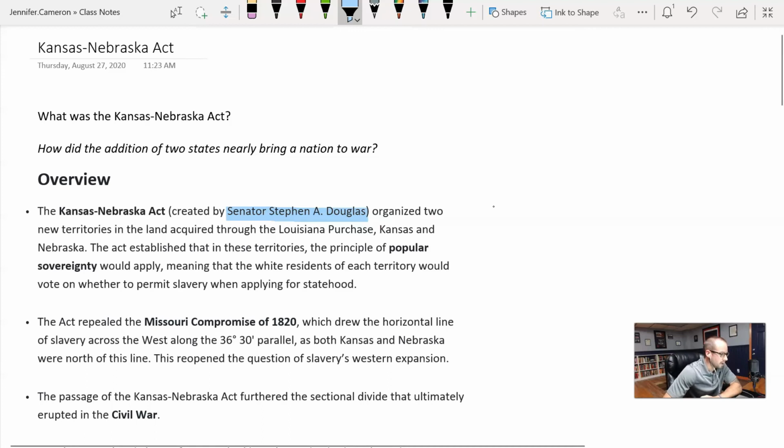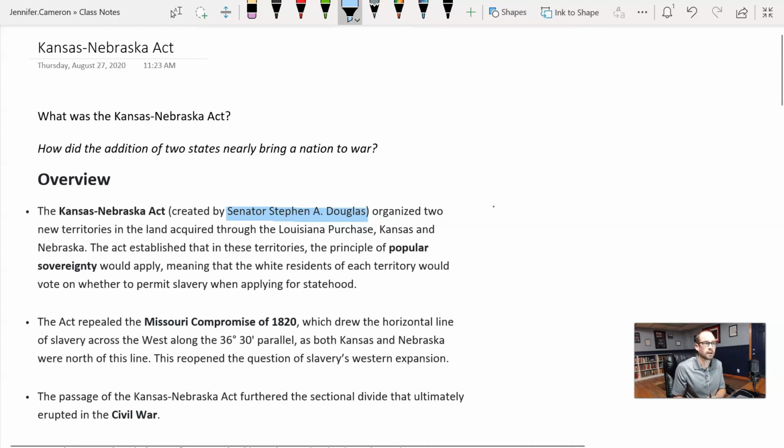Stephen Douglass will later become famous for his debates with President Lincoln, and he is the main creator of the Kansas-Nebraska Act. And basically what this act does is it organizes the territories of Kansas and Nebraska, and they're trying to figure out what exactly should be allowed and should not be allowed in these territories. And when we're talking about what should be allowed and what should not be allowed, of course, we're talking about the biggest issue of the century, and certainly the biggest issue of that time period, and that would be slavery.